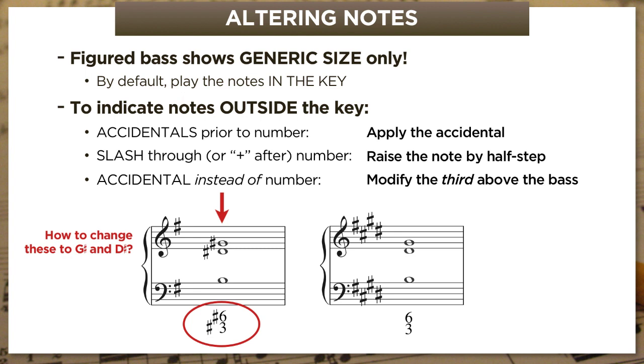This is actually, unfortunately, not how it would normally be notated. Much more common would be the slash through the 6, showing us that the 6th above the bass is raised by half step. And then the sharp all by itself instead of the 3. Remember, the sharp means put this on the note that's a 3rd above the bass. So slash through a 6 plus sharp is the figure that will give us this chord, B, D sharp, G sharp, instead of B, D, G.